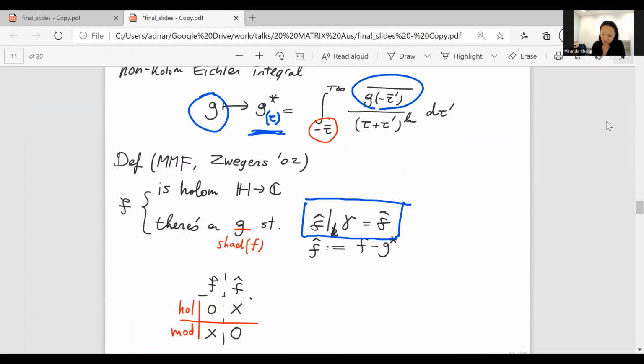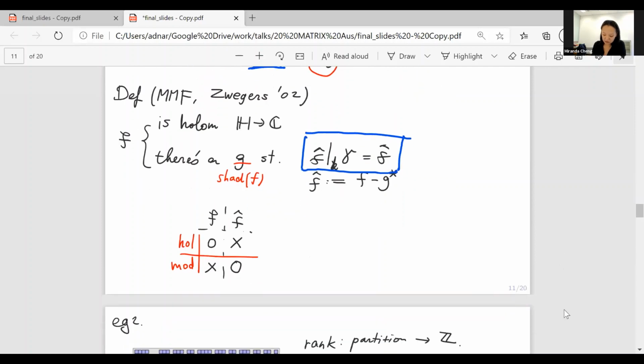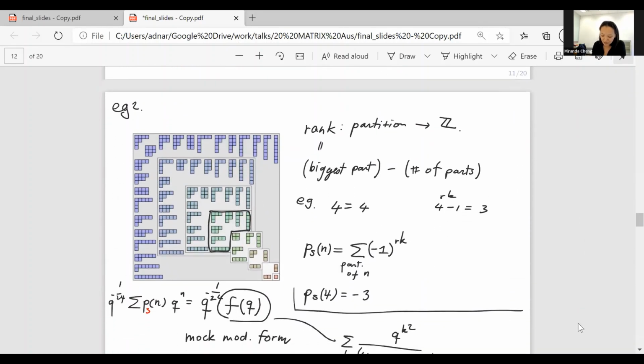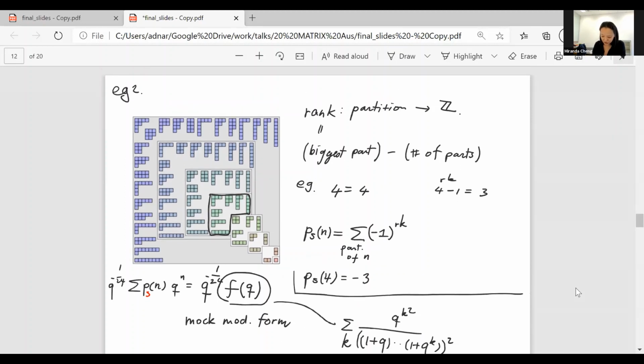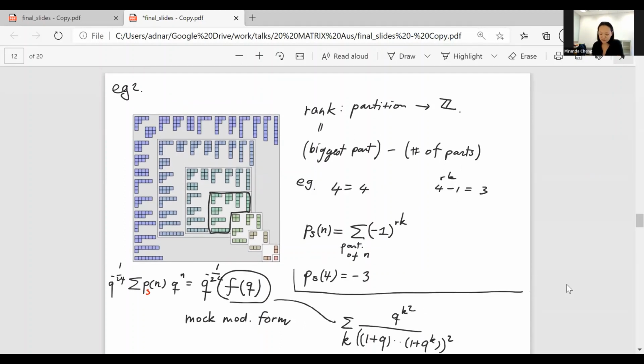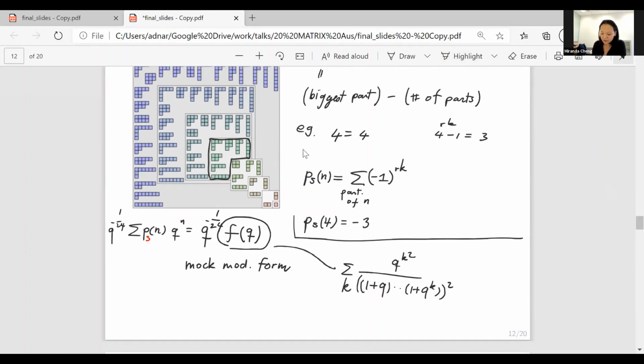Okay, so that's a definition, and we have seen already some examples given by the hypergeometric functions, and let's now look at the second example. Let's go back to the partition problem. We now define also the rank of a partition, which is defined as the biggest part of the partition minus the number of parts. So for instance, for the partition of 4 that is just 4, the biggest part is 4, and the number of parts is simply 1, so the rank is 3.